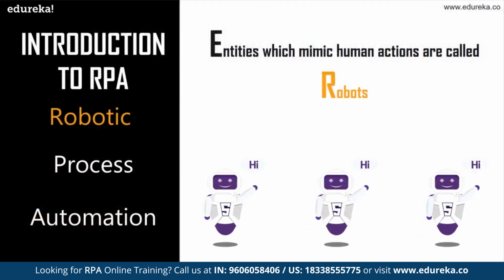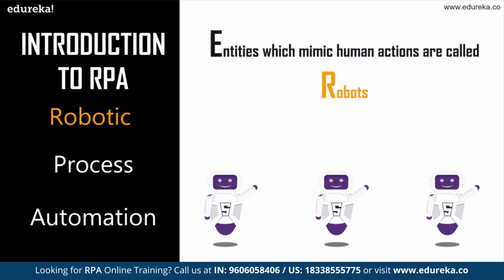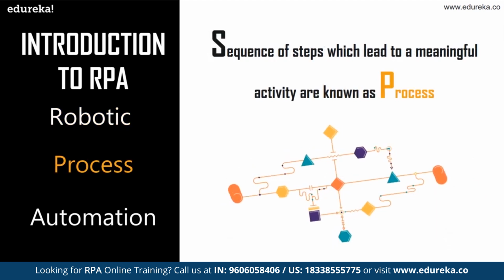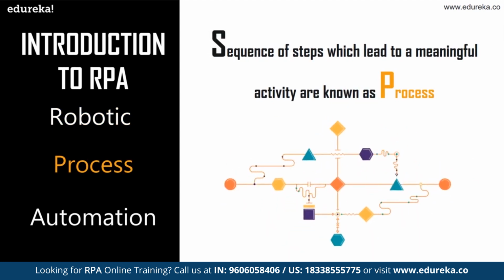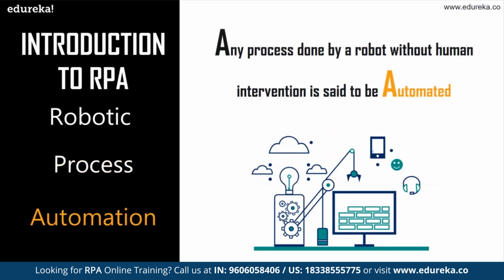So starting with robotics are those entities which mimic human actions. So all the entities which mimic human actions are called as robots. Now, every robot has to follow a sequence of steps to mimic human actions, right? So those sequence of steps are nothing but a process. And finally, coming to automation. Automation is any process that is done by a robot without any human intervention. So any process that is done without any human intervention or minimal human intervention is said to be automated.